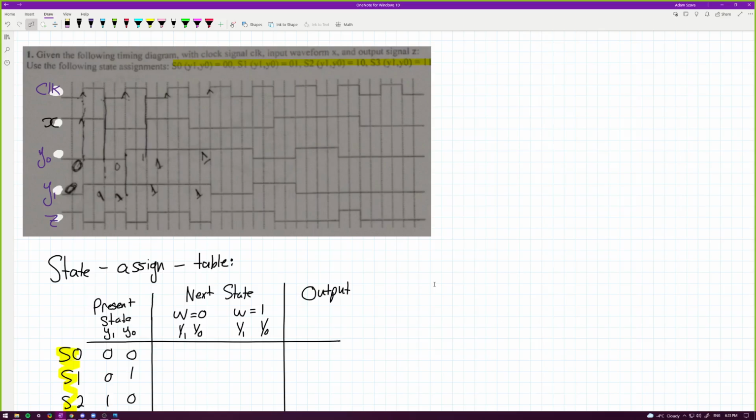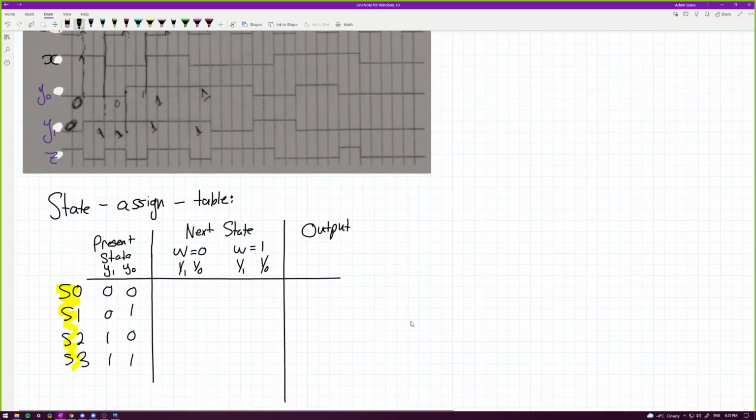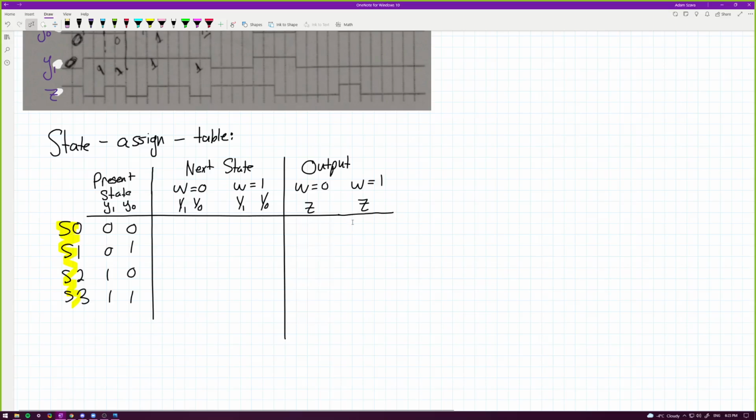But it's actually not even necessary to tell right off the bat. Just assume it's a Mealy machine. You make your two columns, W equals zero and W equals one, and this is your output section. We only have one variable, so it's just Z. And if at the end your two columns are the same, that means your output does not depend on the input.